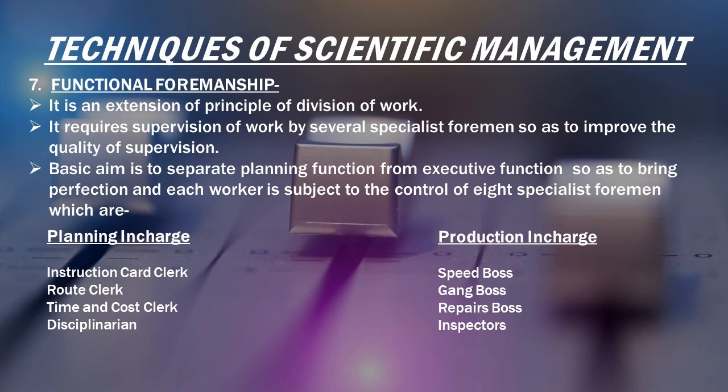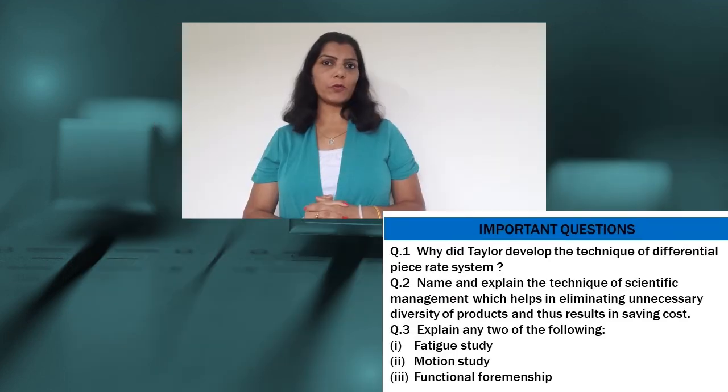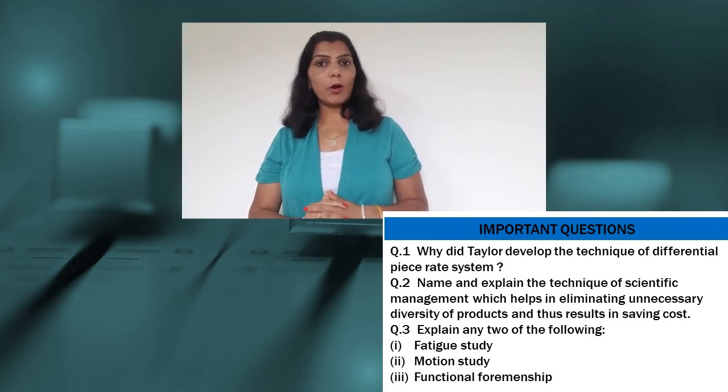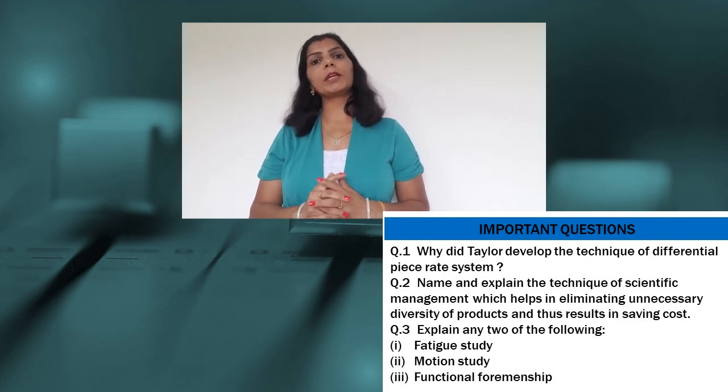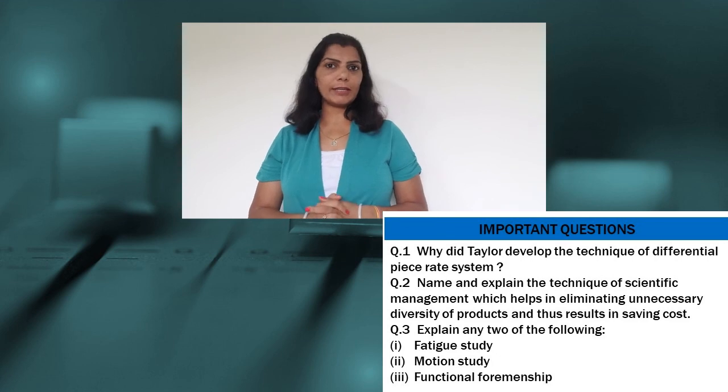Now, the main aim of functional foremanship is to bring perfection at every step of production and improve the efficiency of workers. So now we can say that scientific management has developed management into a systematized body of knowledge, where day-to-day operations of the management can be done effectively and efficiently.